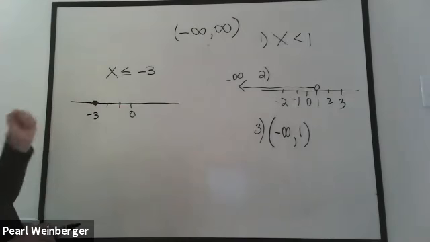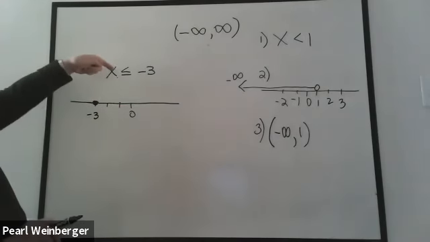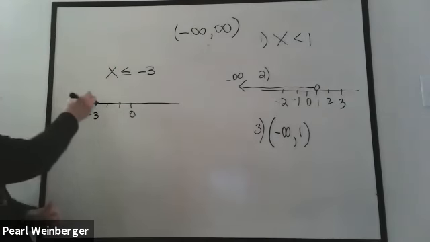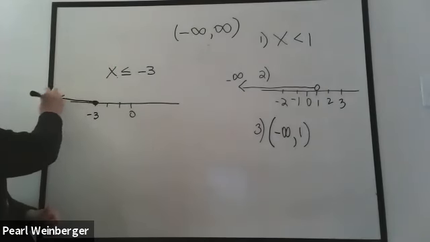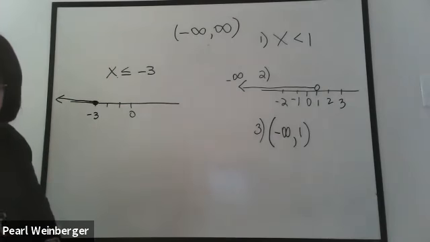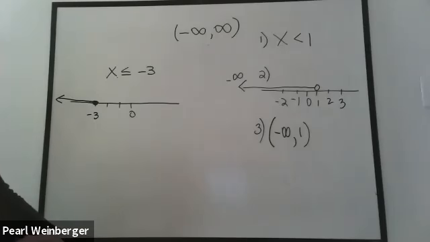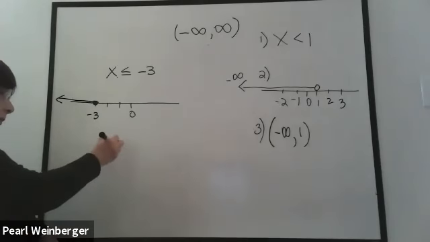Okay, now we have to decide which way we run our arrow. Well, here's my arrowhead. It's pointing to the left. So this is how it looks. Did everybody look at that on the number line and say that's how it looks? Yeah. Okay, now let's talk about interval notation.